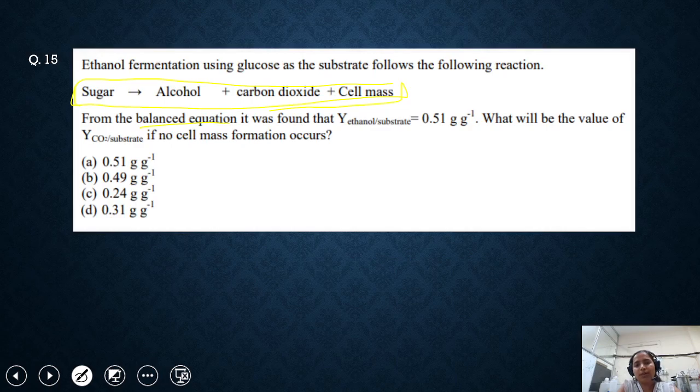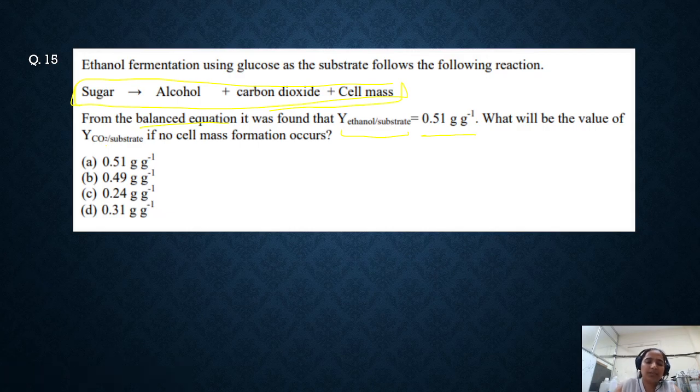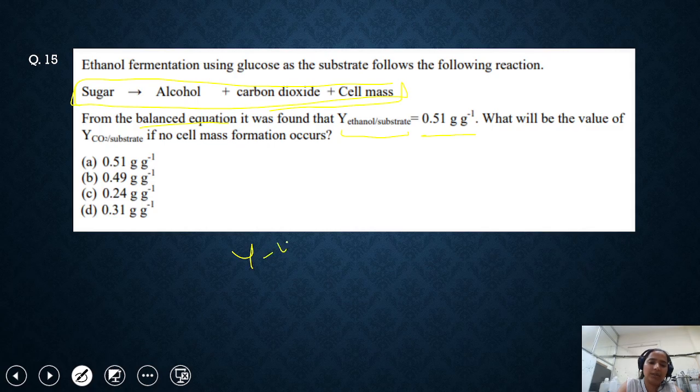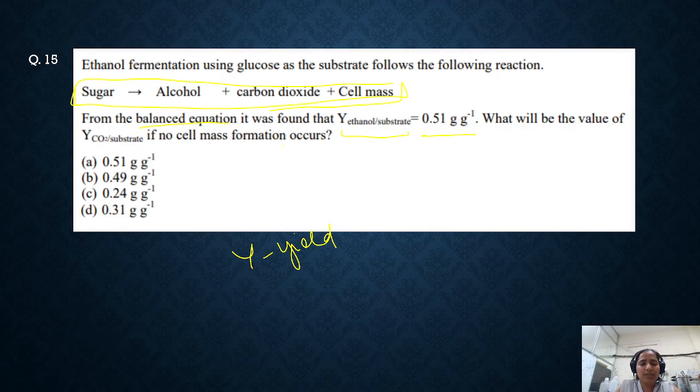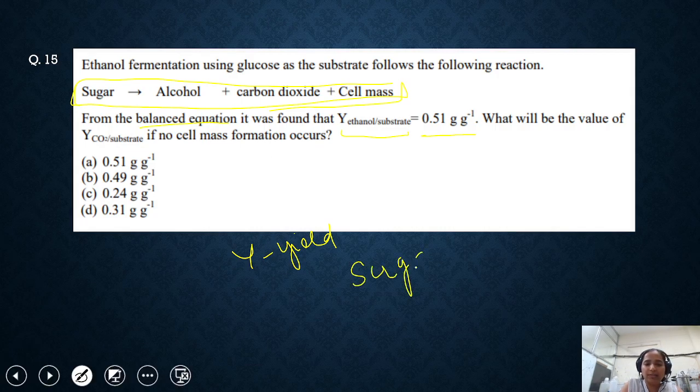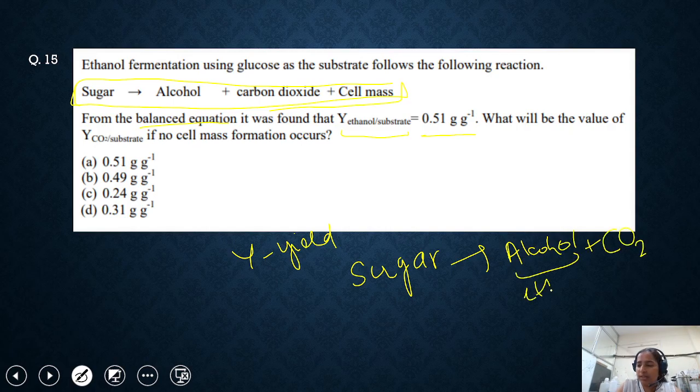It was found that Y ethanol by substrate is 0.51 gram per gram. What will be the value of Y CO2? This Y is representing yield. If no cell mass formation occurs, this sugar is only converted to alcohol plus CO2. And in this they have also given specifically that it is ethanol.